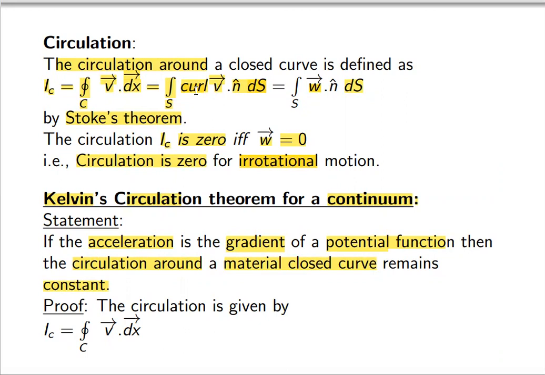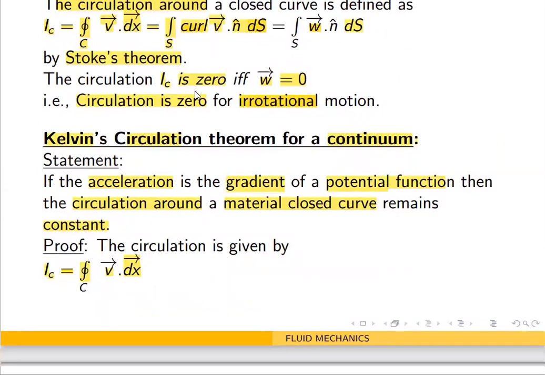Let us prove this theorem for any moving continuum. Now let us take a continuum which is moving. What is the definition of the circulation? Circulation is denoted by IC and is equal to the line integral over C, where C is that material closed curve, of V dot dx, where V is the velocity and dx is the position vector at any point in that continuum.